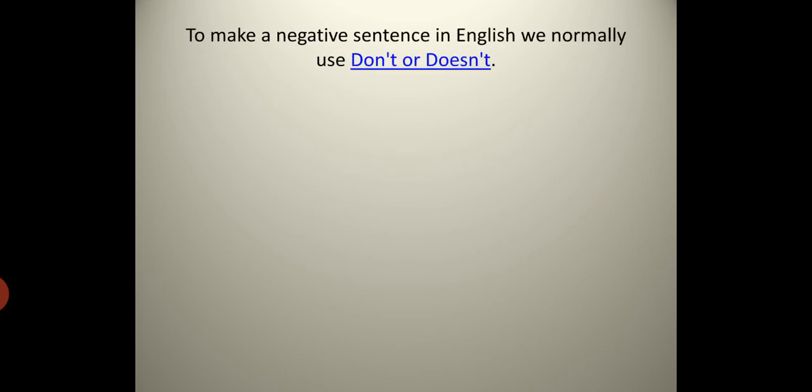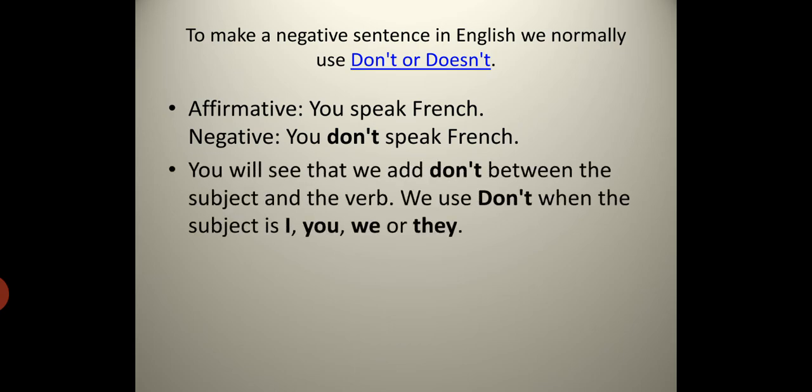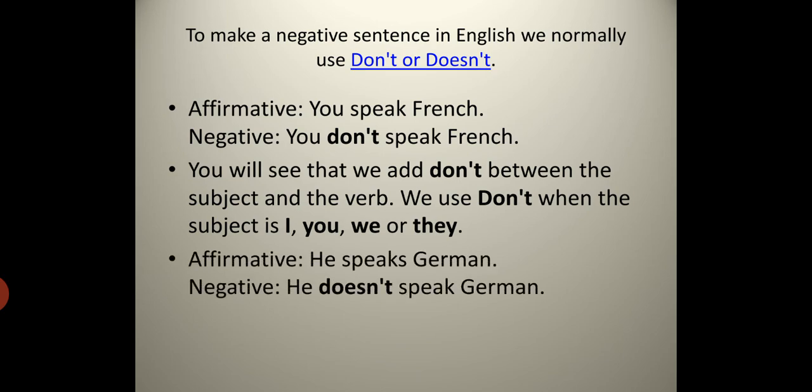To make a negative sentence in English, we normally use don't or doesn't. For example, affirmative sentence: you speak French. Negative: you don't speak French. You will see that we add don't between the subject and the verb. We use don't when the subject is I, you, we, or they. For example, affirmative sentence: he speaks German, and negative sentence: he doesn't speak German.